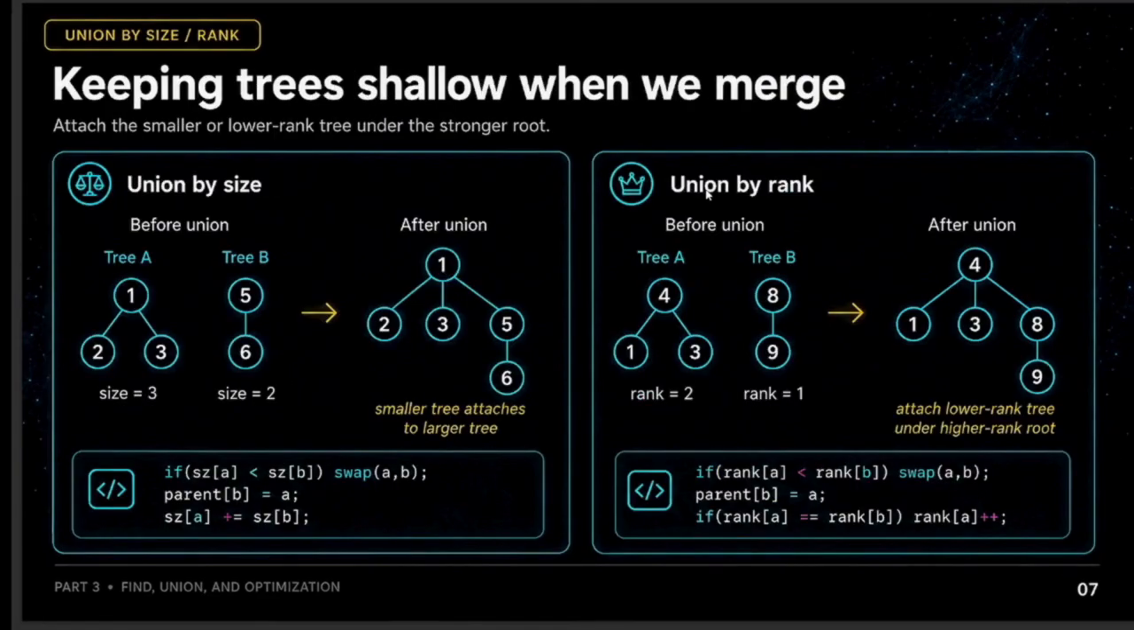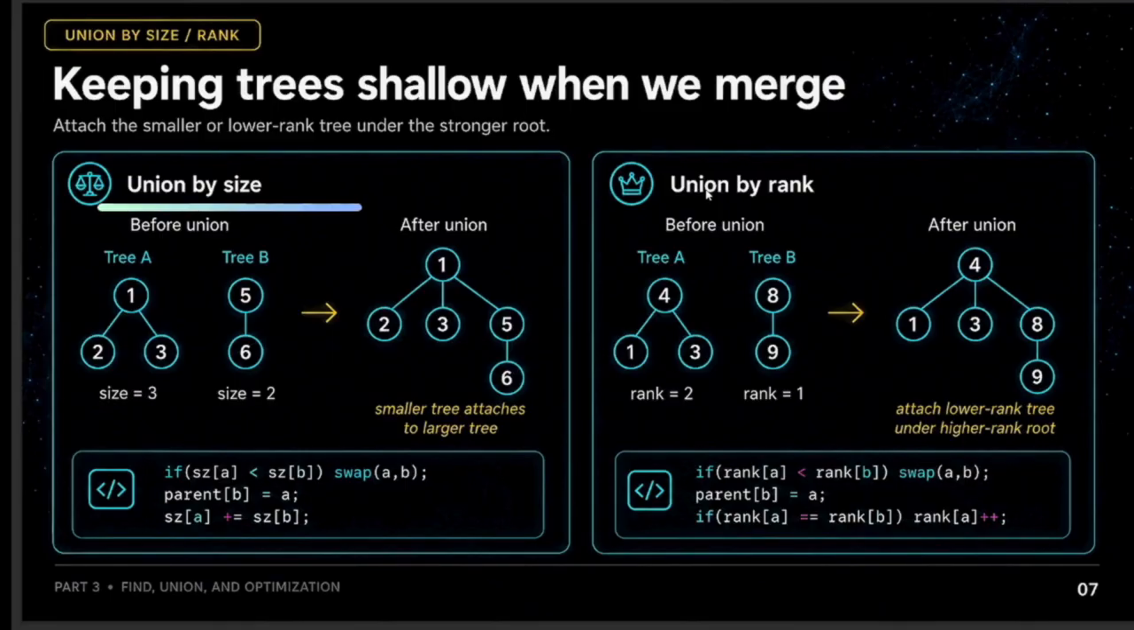Union by size and rank. The second optimization addresses the union side, union by size or rank. The idea is simple. When merging two trees, always attach the smaller or shallower tree under the larger or deeper one. This prevents the tree from growing unnecessarily tall.